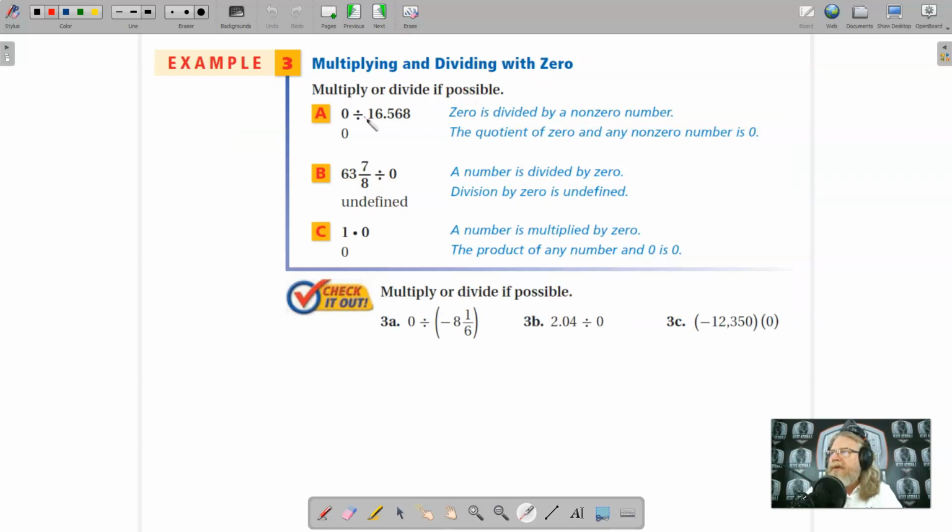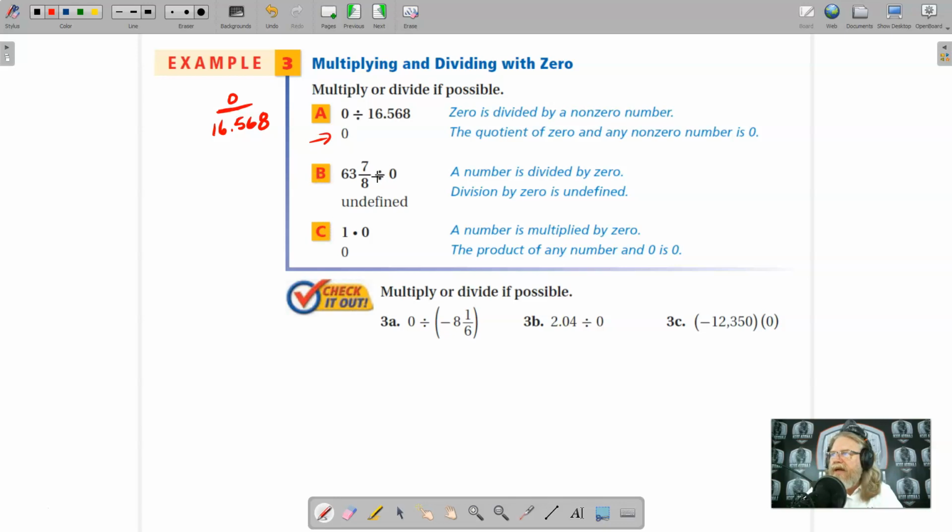Multiply or divide if possible. So 0 divided by some number. Well, remember, in division, the number that's being divided is the top one. So 0 divided by 16.568 could be written this way as well. If 0 is the numerator, then the answer is 0.